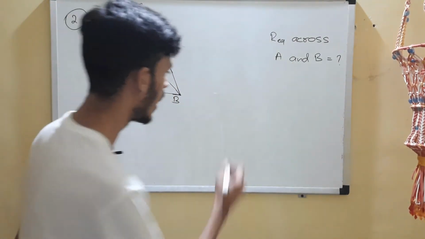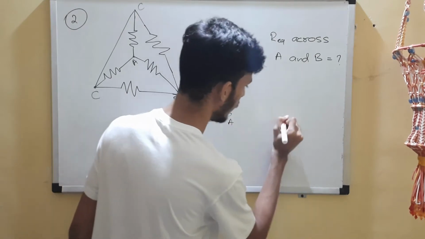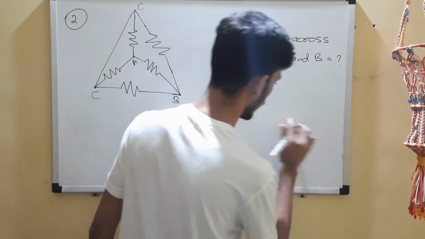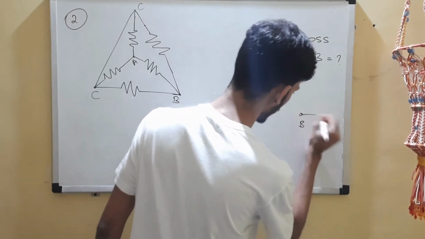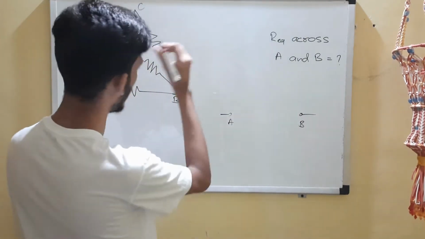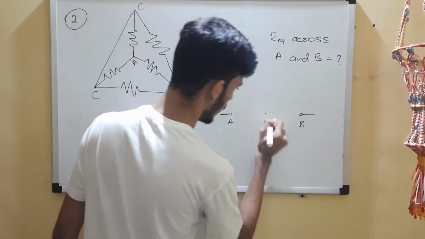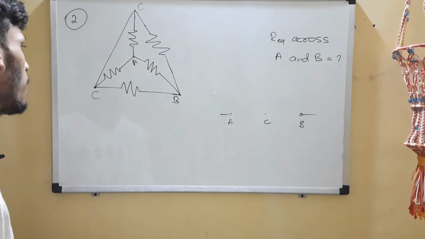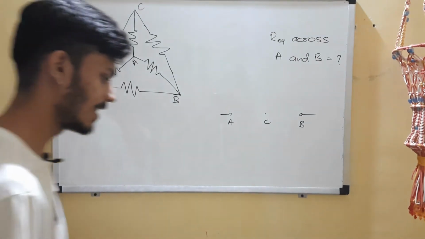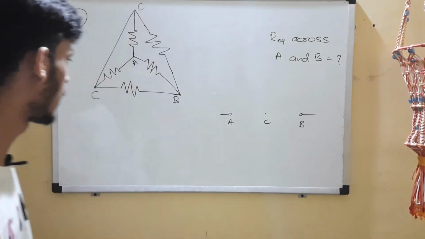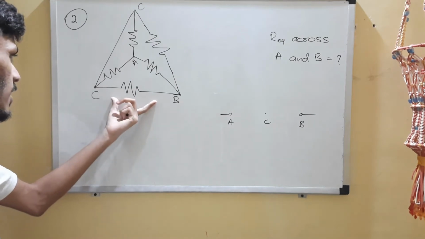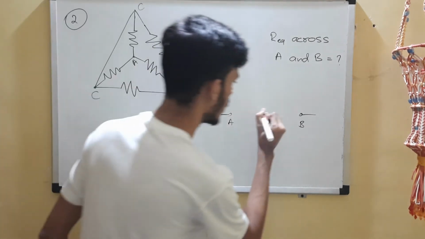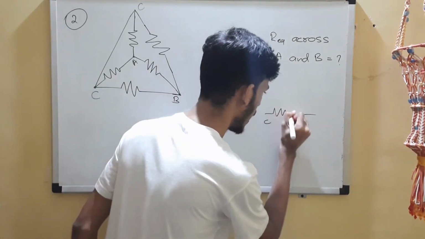So A and B are terminals, and point C will be somewhere between them. Now let's look at every resistor and see where it is placed. If you see this one, this resistor is between B and C.